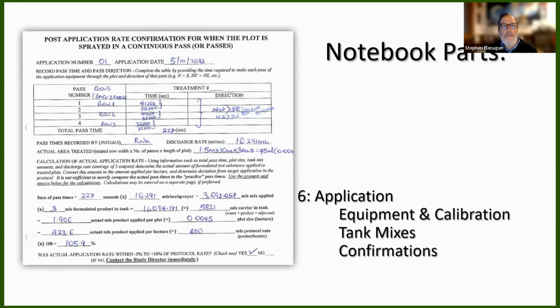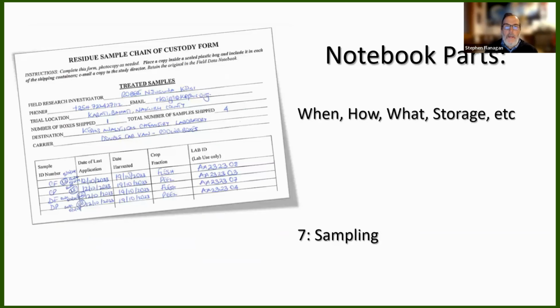And again, this is something we'll go into more detail at the other webinars. So next slide, please. Section 7 is sampling, and basically, when was it sampled? How was it sampled? What portion of the crop was sampled? How was it stored? And then how was it prepared for shipping? So again, detail, detail, detail. Next slide.